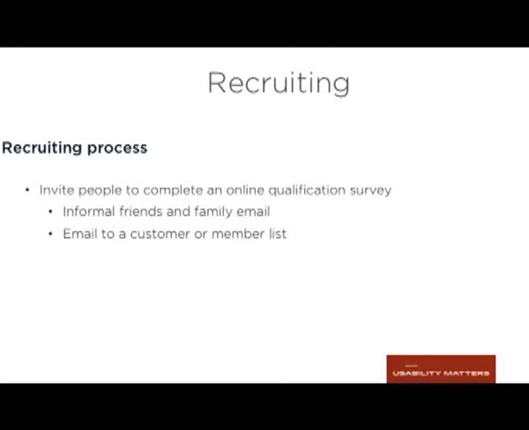One of the techniques we use for recruiting is to invite people to complete an online qualifications survey. Invitations may be something like an email invitation to friends and family and colleagues for informal studies. And email invitations can also be to a company's own customer list or to an organization's members list.